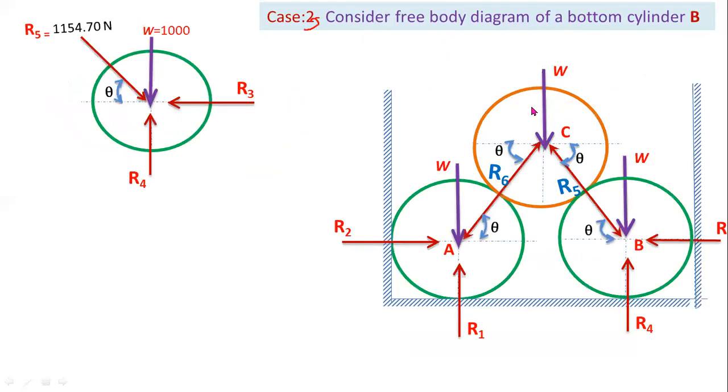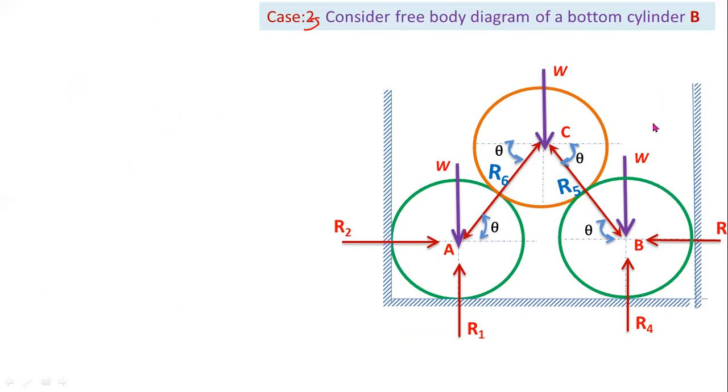Now in the third case, you have to consider the free body diagram of cylinder B. Now you have to consider this cylinder for determining the value of reaction force R4 and R3. This reaction force is R3. This reaction force is R4.